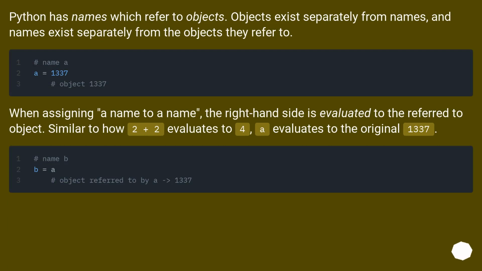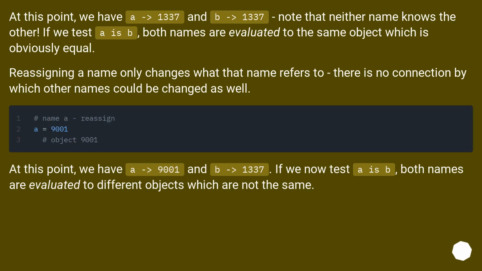Python has names which refer to objects. Objects exist separately from names, and names exist separately from the objects they refer to. When assigning a name to a name, the right-hand side is evaluated to the referred-to object, similar to how 2 plus 2 evaluates to 4. Here, it evaluates to the original 1337. At this point, we have a 1337 and b 1337. Note that neither name knows the other.